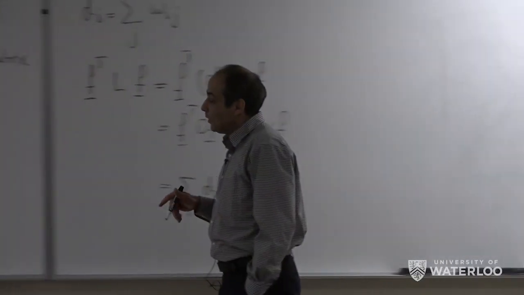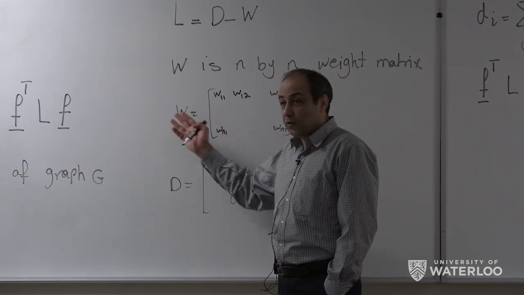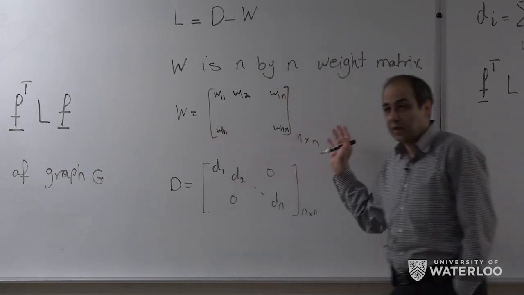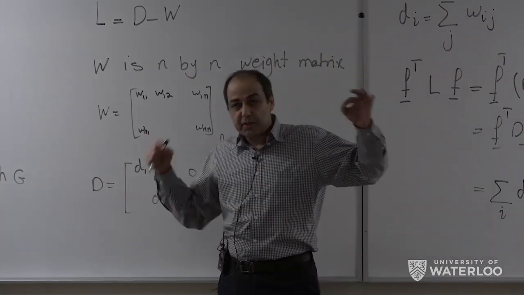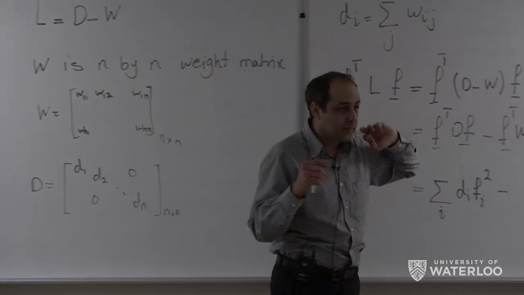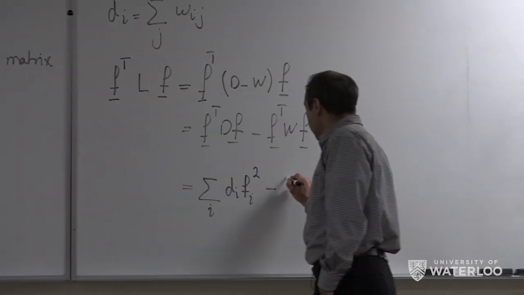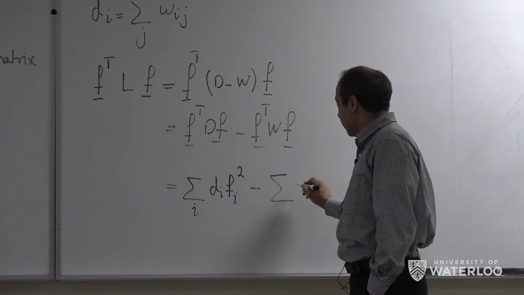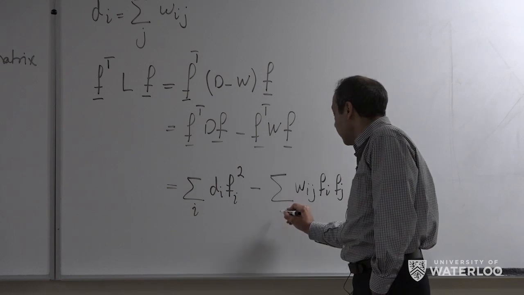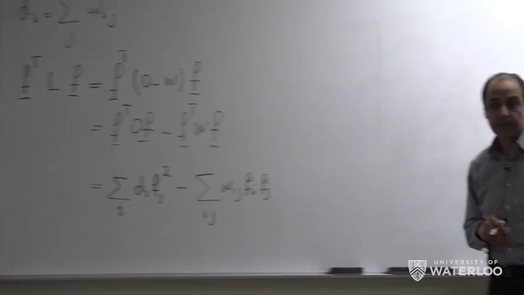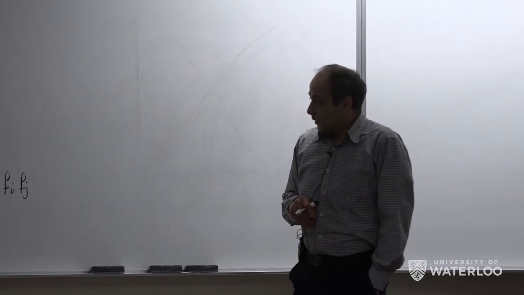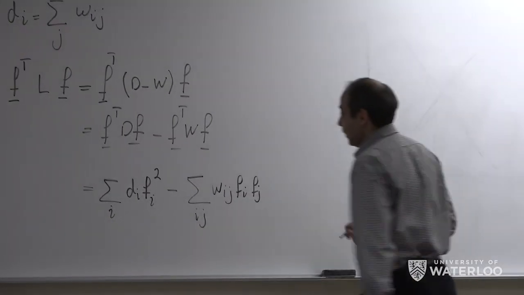It's going to be F transpose WF. It's going to be a scalar, right? Because F transpose is 1 by n, then you have n by n, and then you have n by 1. It's a scalar, so it's a summation of some elements. What are those elements? Those elements are basically Wij Fi times Fj over all i and j's. Okay.